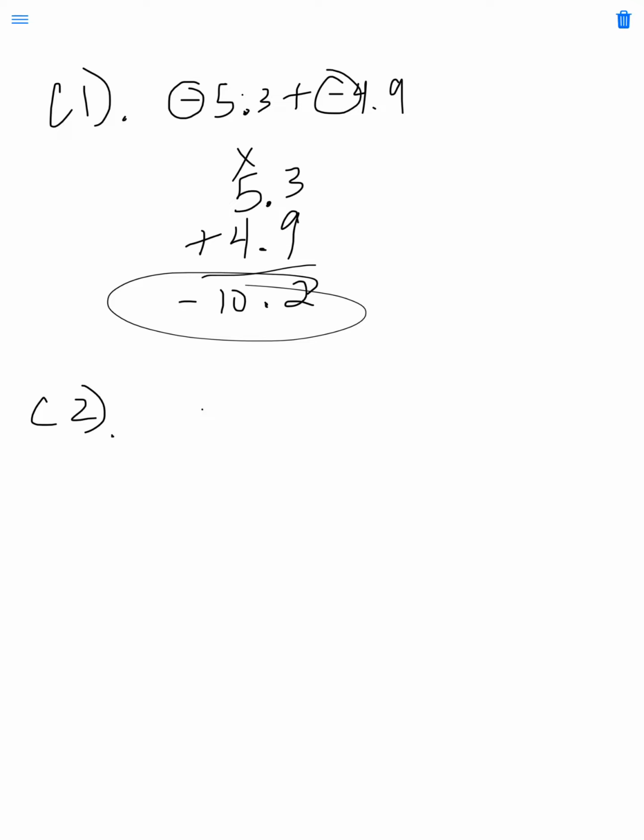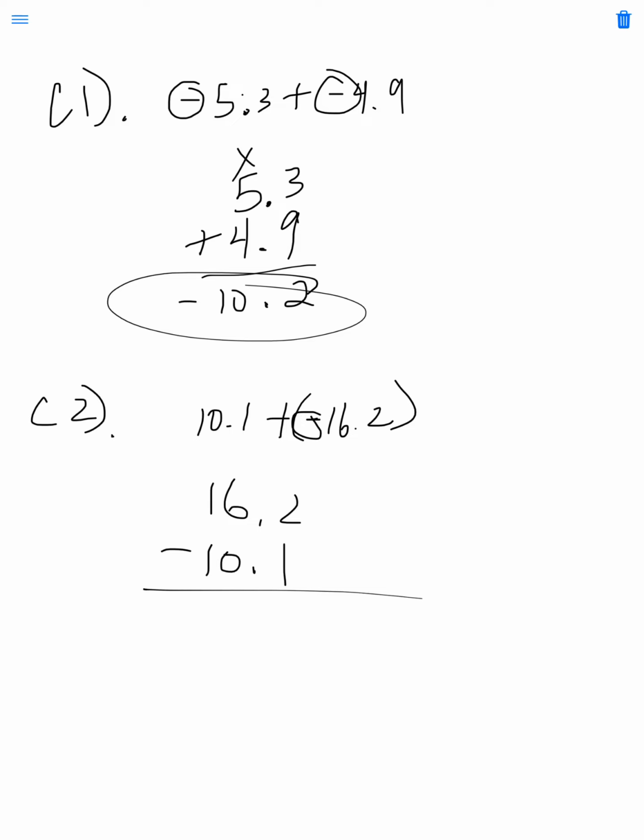Then for C2, I have 10.1 plus negative 16.2. Because these are different signs, I'm going to actually end up subtracting 16.2 minus 10.1. 2 minus 1 is 1. 6 minus 1 is 6. And because 16.2 is bigger than 10.1, I'm going to keep the negative sign as my answer. So that's how I do C1 and C2.